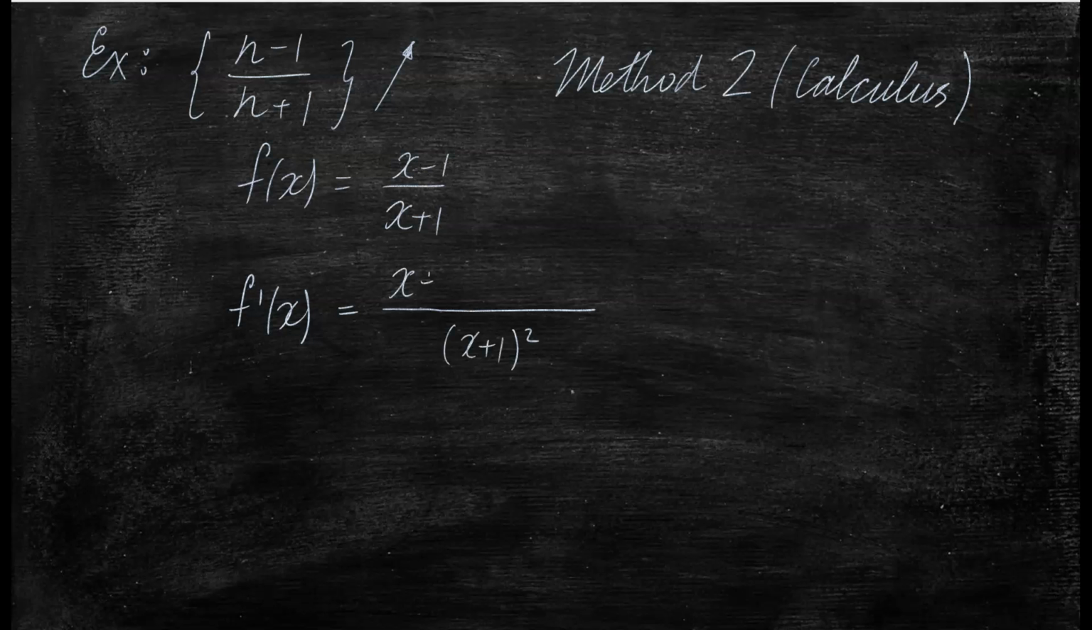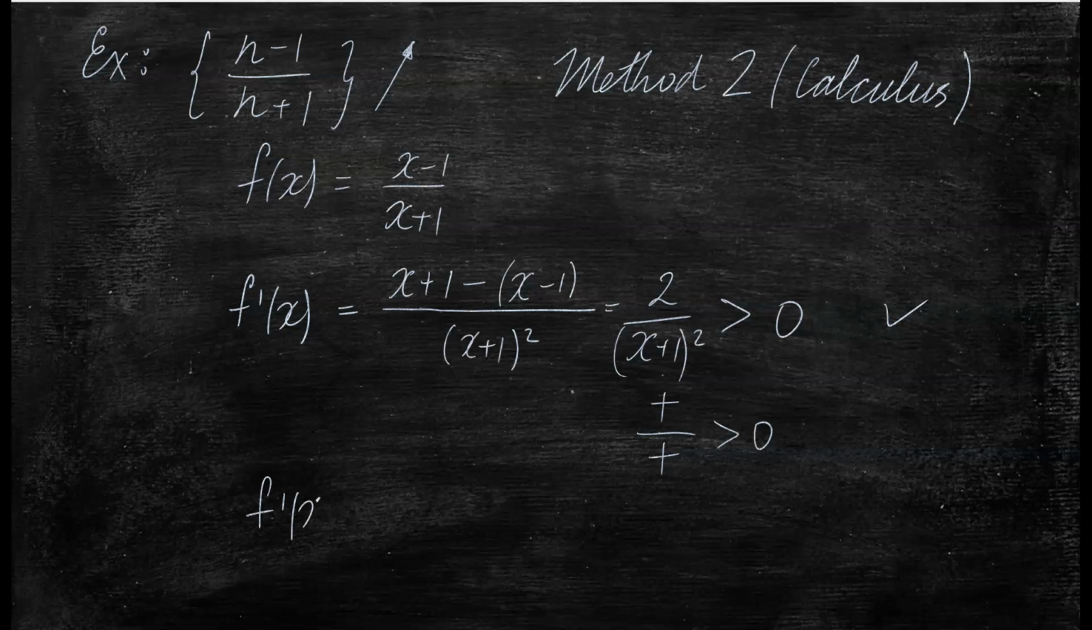Derivative of the numerator times the denominator minus derivative of the denominator times the numerator, and we have 2 over x plus 1 squared. This is always positive. Why? Because we have something positive divided by something positive. Of course, it's going to be positive. So since the derivative is positive, that implies that the function is increasing. So we provided a convincing argument that this sequence is an increasing sequence.